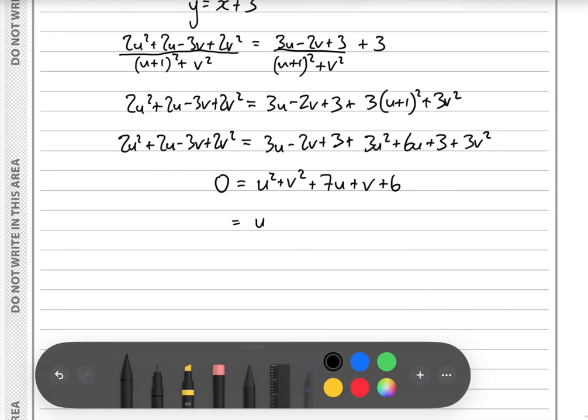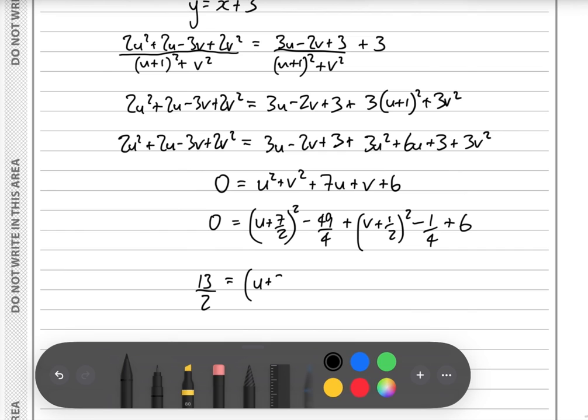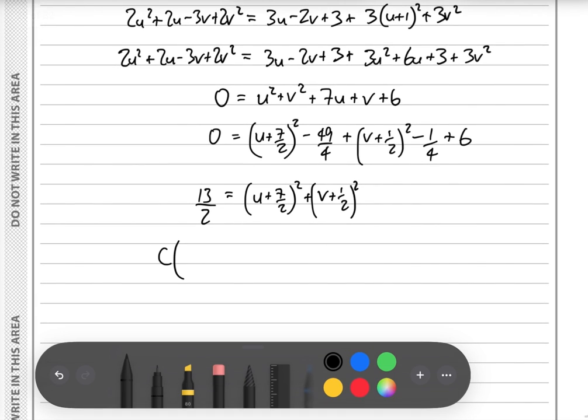We've got u plus 7 over 2 squared minus 49 over 4 plus v plus a half squared minus a quarter, and then we've got that 6 on the end. That gives us a constant value of 13 over 2, and then the brackets are unchanged. And they give us our coordinates, so the center is minus 7 over 2, minus a half, and the radius is the square root of 13 over 2.